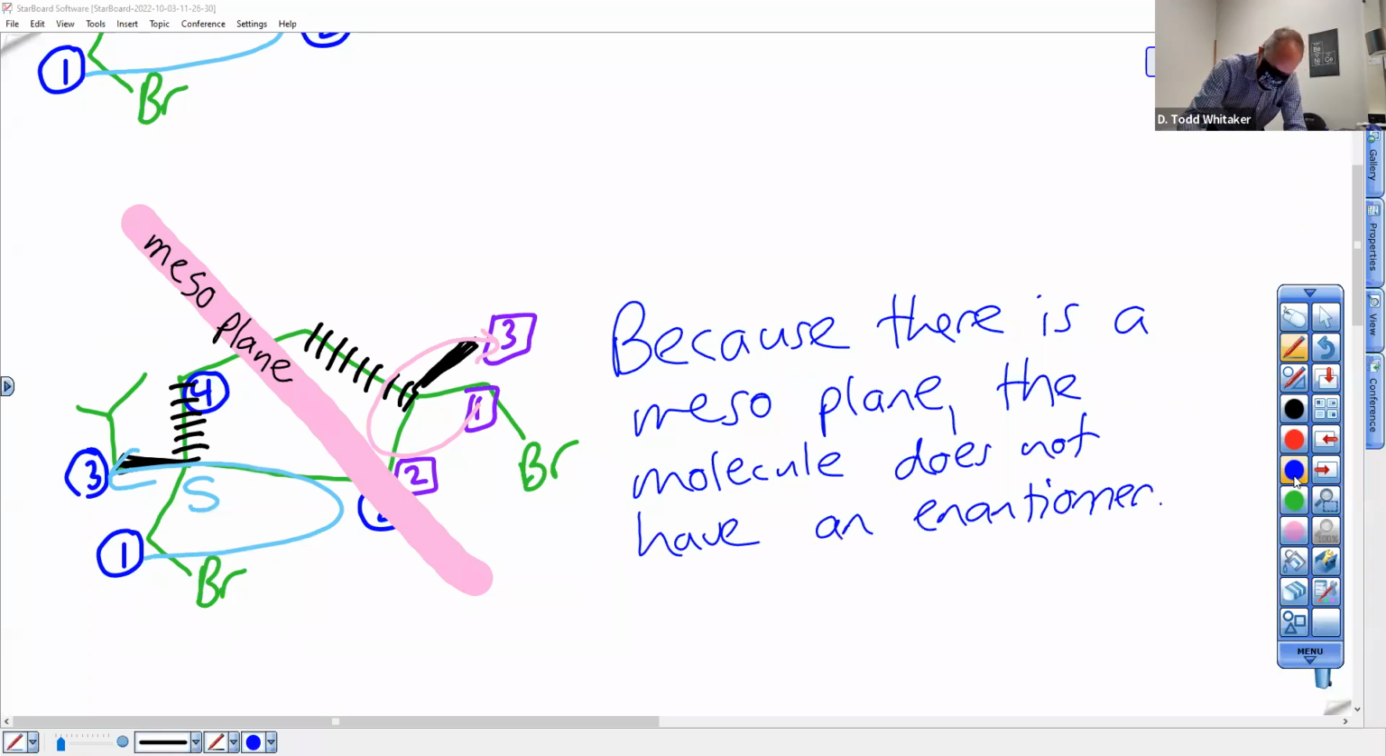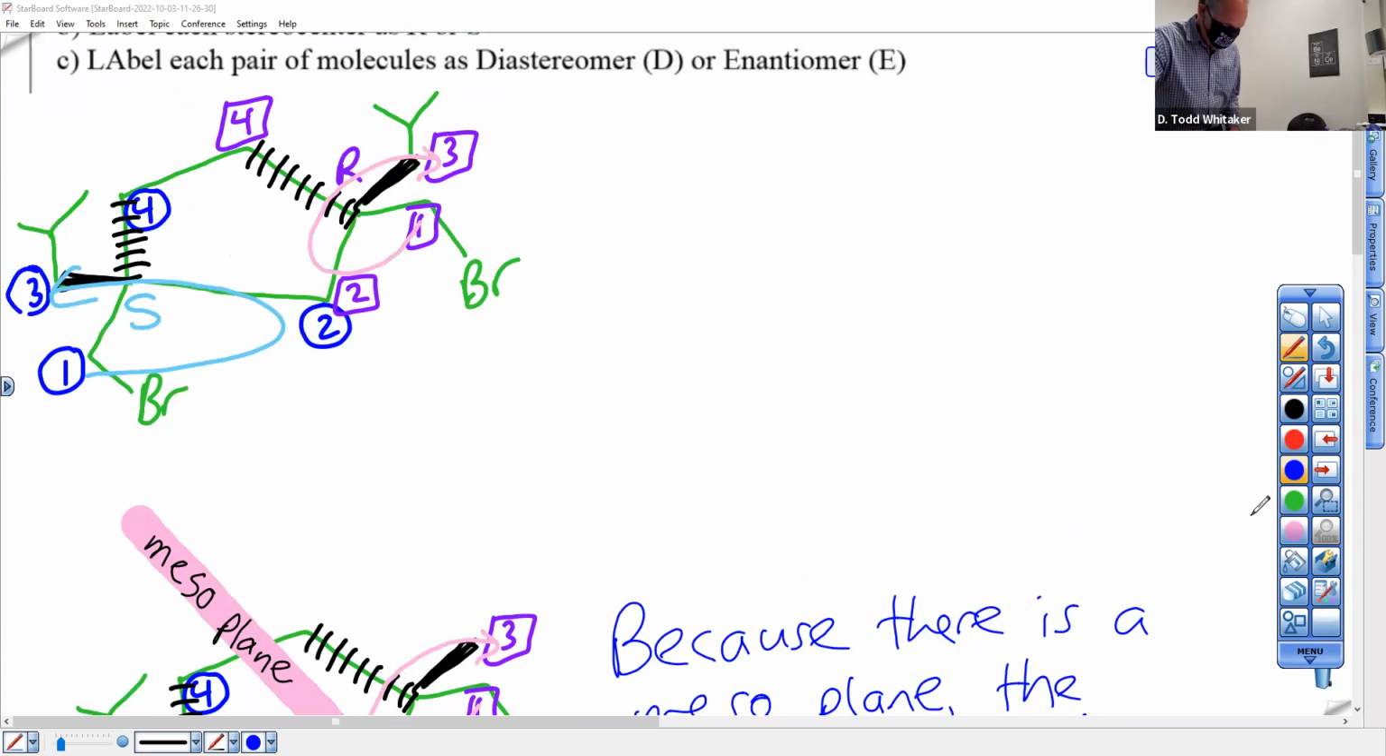So I'm going to outline the steps from the previous page, A, B, C, D on the previous page. And it's always those 4 steps. Except when you have a meso, you get rid of one of the molecules because it doesn't exist. This molecule is the same as if I drew the mirror image. Please don't draw the mirror image. So I'm going to leave this one blank.